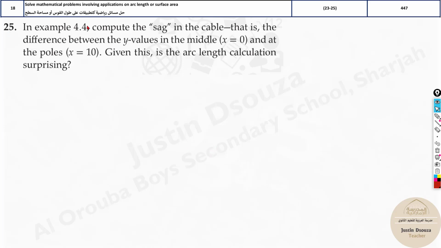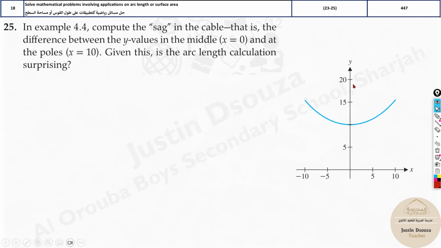Here they have told in example 4.4, which we just did a while ago, this figure was there. Compute the sag in the cable, that is the difference between the y values in the middle, that is at x is 0, and at the poles, at x is equal to 2. Given this, is the arc length calculation surprising?